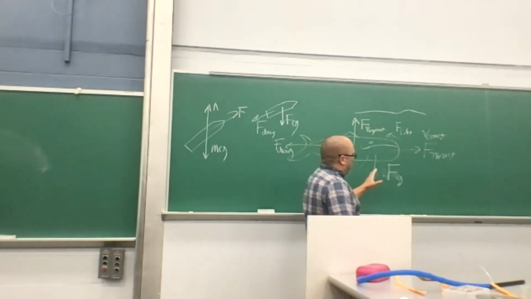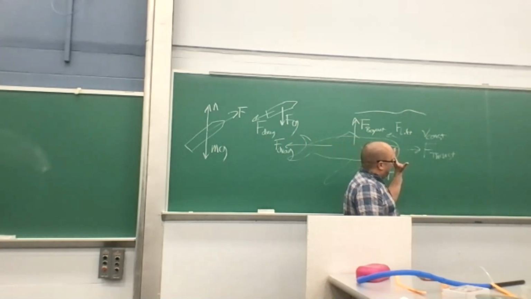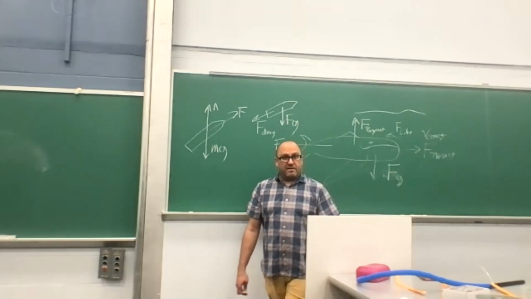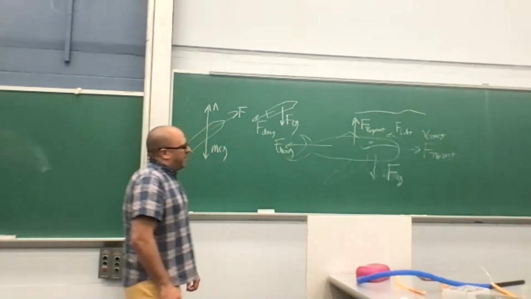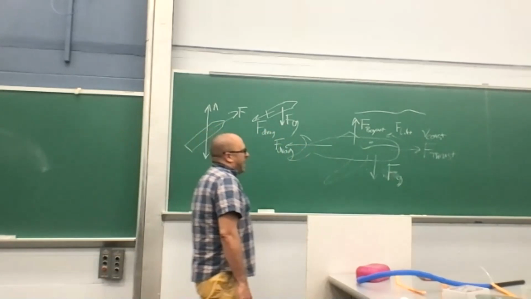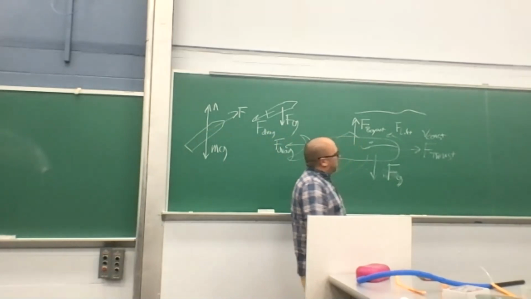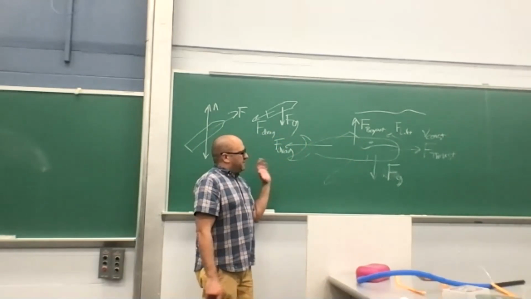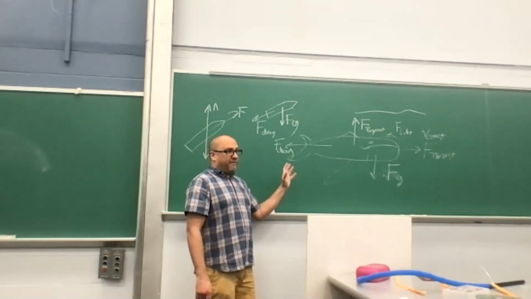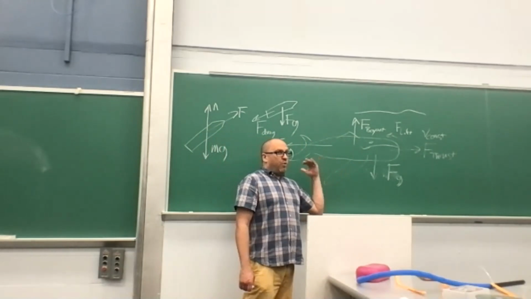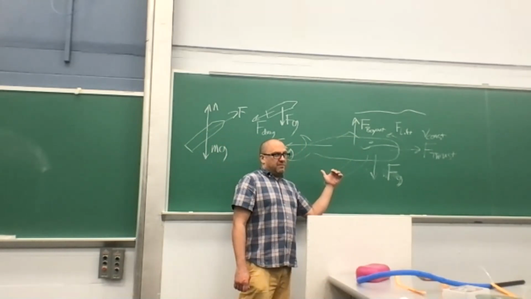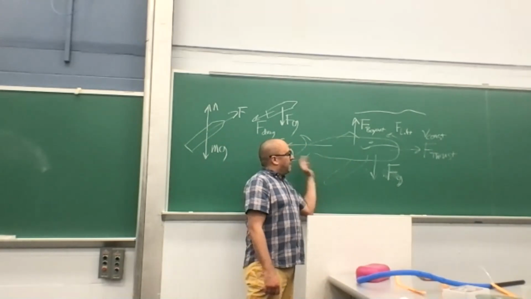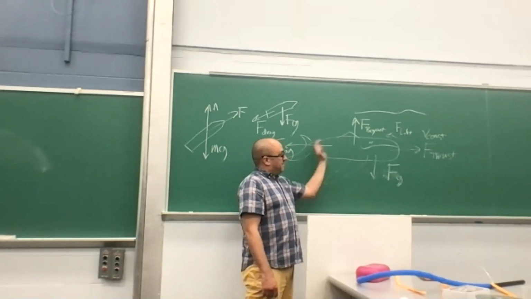Now, if a blue whale is swimming at a constant velocity, so I think they can swim at maybe 30 miles per hour if they're in trouble. I don't know what the average velocity of a whale is, but if they're traveling at a constant velocity, what is the net force on the whale? We've got a lot of forces here.